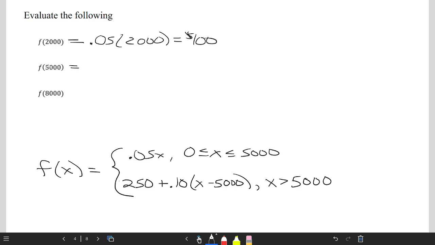All right, similarly, f of 5,000, we already found that earlier. That's the cost for 5,000 gallons. 5,000 gallons is included here. It's not included here. This is for anything beyond 5,000. And so for 5,000 gallons, we were still being charged this 5 cents per gallon rate. And that was $250.